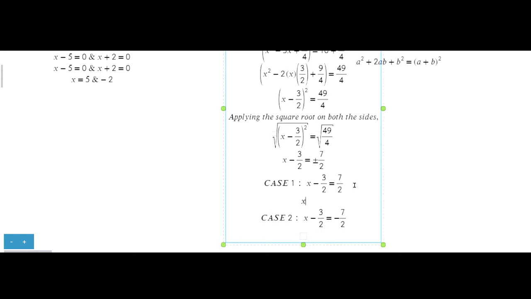So x in case 1 will be equal to 7 by 2 plus 3 by 2, which will be equal to 10 by 2, which is equal to 5.